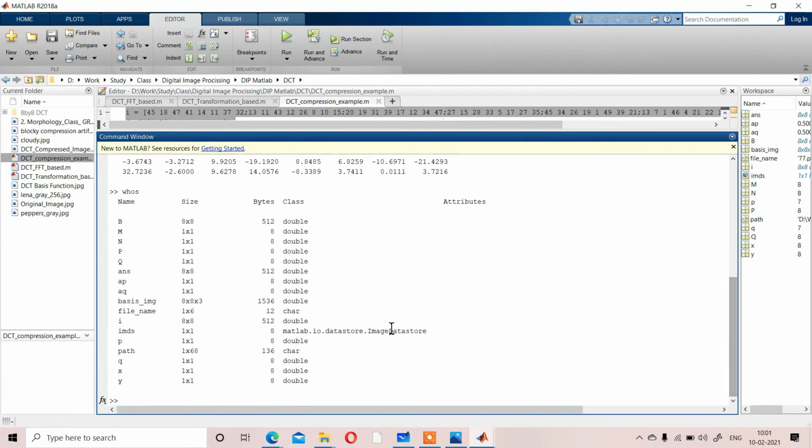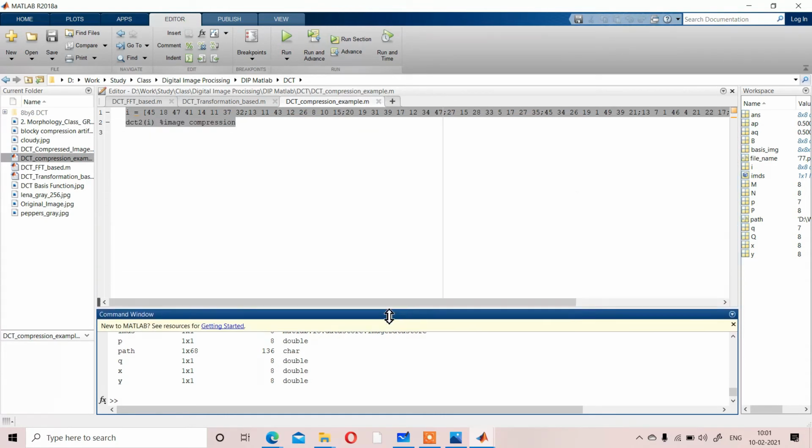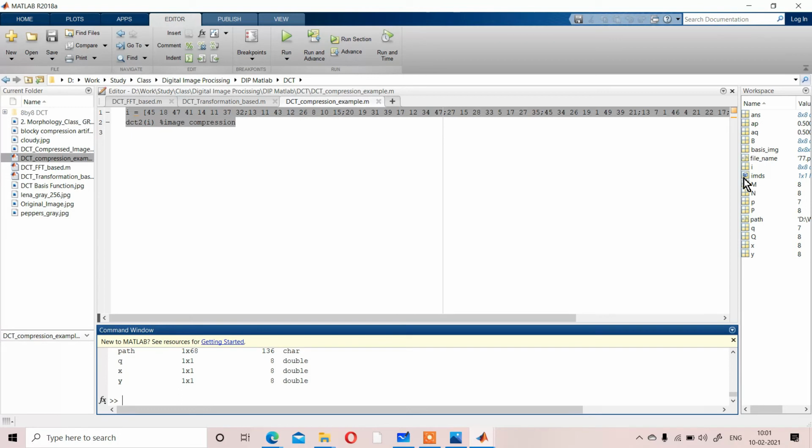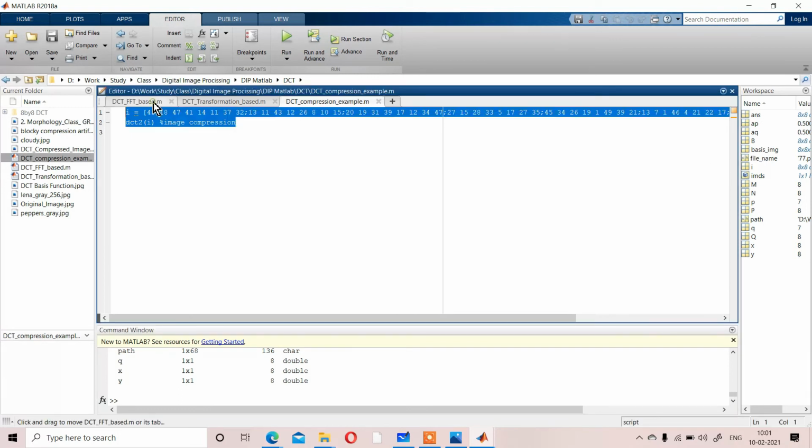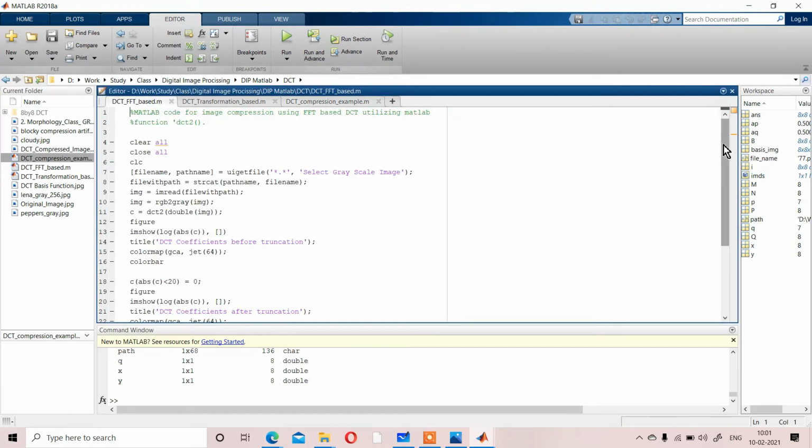Now check it. One simple example where we can compress the image. That is one example, the MATLAB code.